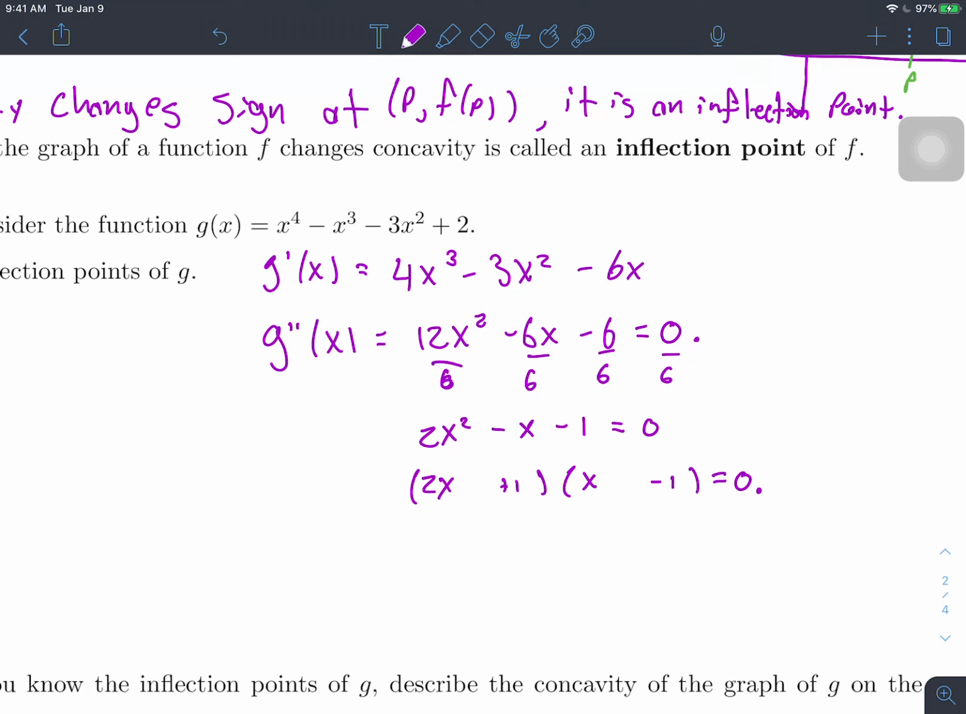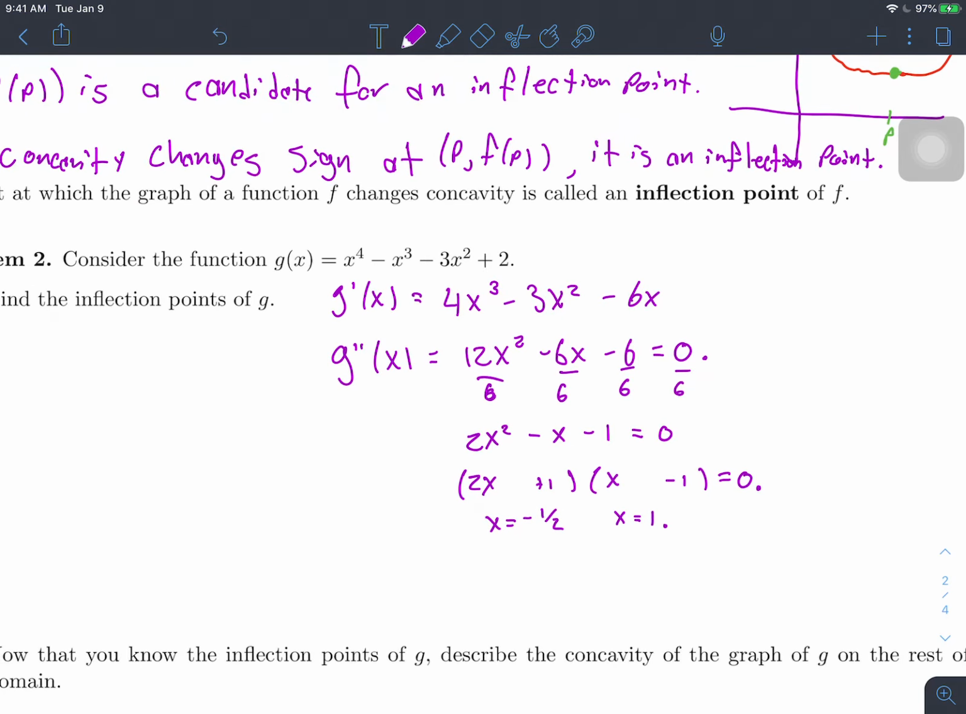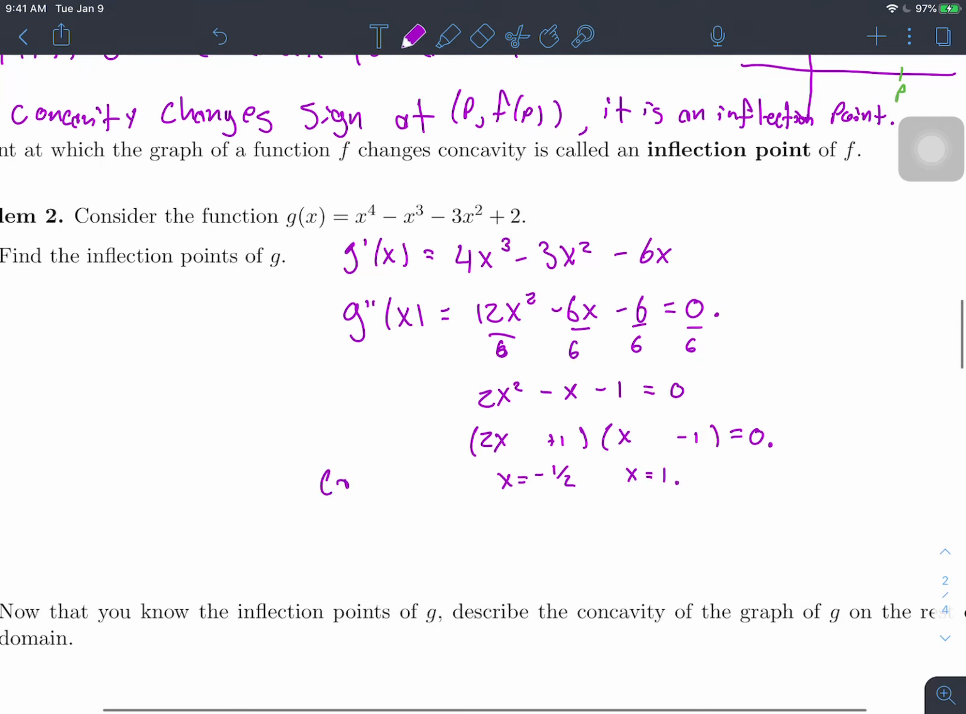Okay, so we factored that guy. Now we just solve each of these individually. This means that x is going to be equal to negative 1/2, or x is going to be equal to 1. So, these are our candidates.